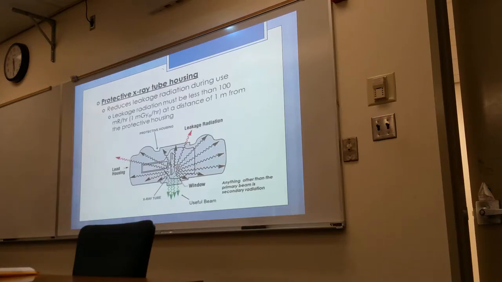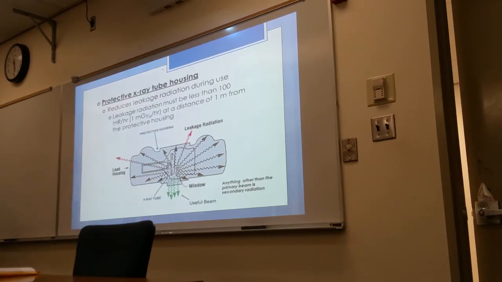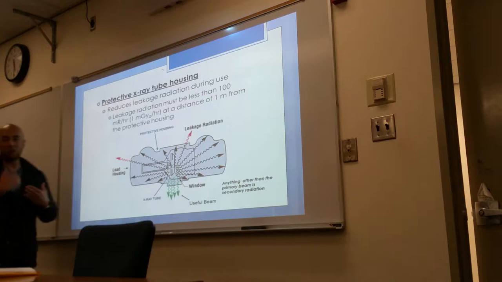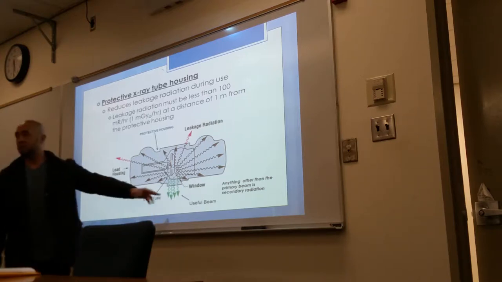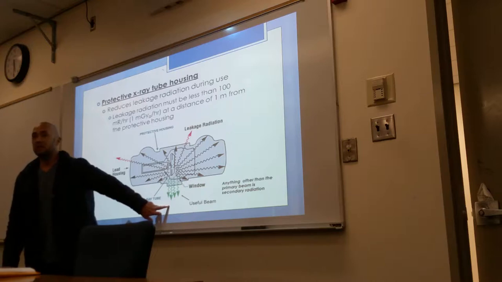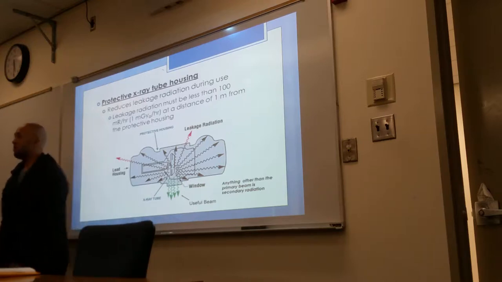Protective housing. The protective housing wraps itself around the X-ray tube. You have the electrons traveling from cathode to anode. You have the sudden impact of the electrons, converting it into X-ray energies, isotropically going around and going in all different directions, right? Let's remember that, right? So those going through the window towards the patient is known as the? Primary. Okay, primary or the useful beam.